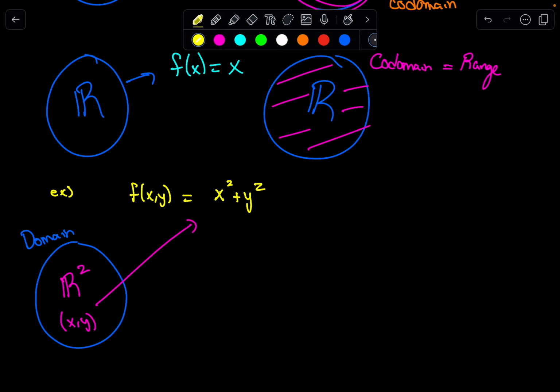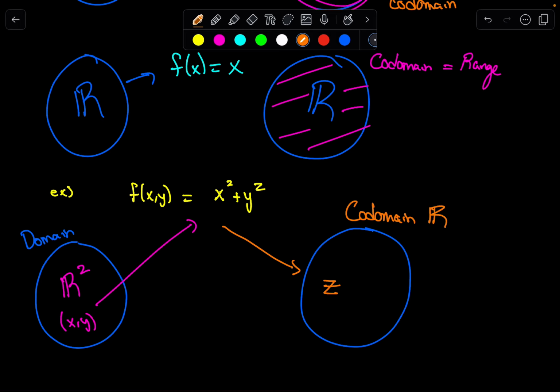And what are all the possible z values, the outputs we could get out? So in this case, this takes a two-dimensional thing and maps it to a single z value. So the codomain here is just the set of all real numbers. That is where this output lives. We have two inputs, one output. Great, we go from R2 and we kind of shrink down to R, if you will.